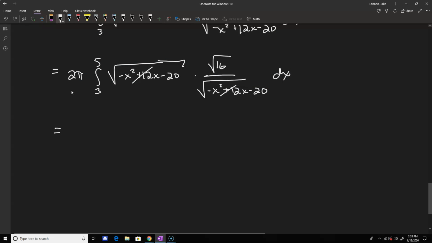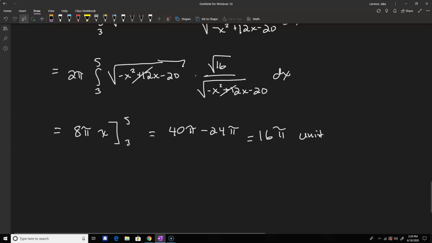So if we take the 4 out, what do we have left over? We have 8 pi with our x, and we're integrating from 3 to 5. So in fact, this is just going to turn out to be 40 pi minus 24 pi, which is 16 pi. And that is it for the surface area. Again, if we had units, we would write whatever those units are squared.